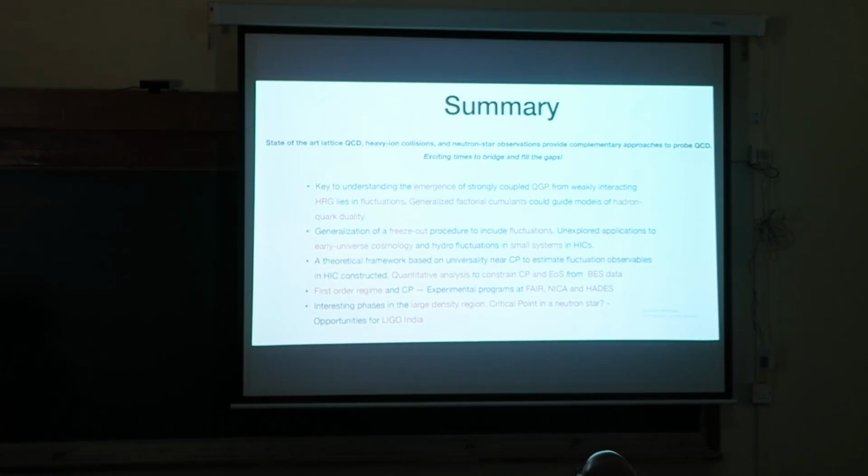Another thing that we think is true is that understanding the emergence of strongly coupled QGP from weakly interacting hadron gas lies in our understanding of the fluctuations in the system. These new measures, called the generalized factorial cumulants, could guide models of hadron-quark duality. There is also a new generalization of the freeze-out procedure which includes fluctuations.